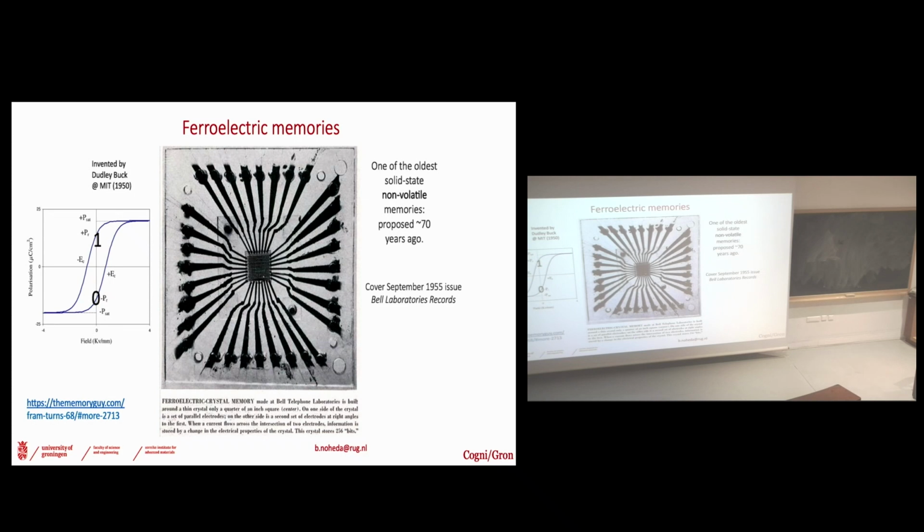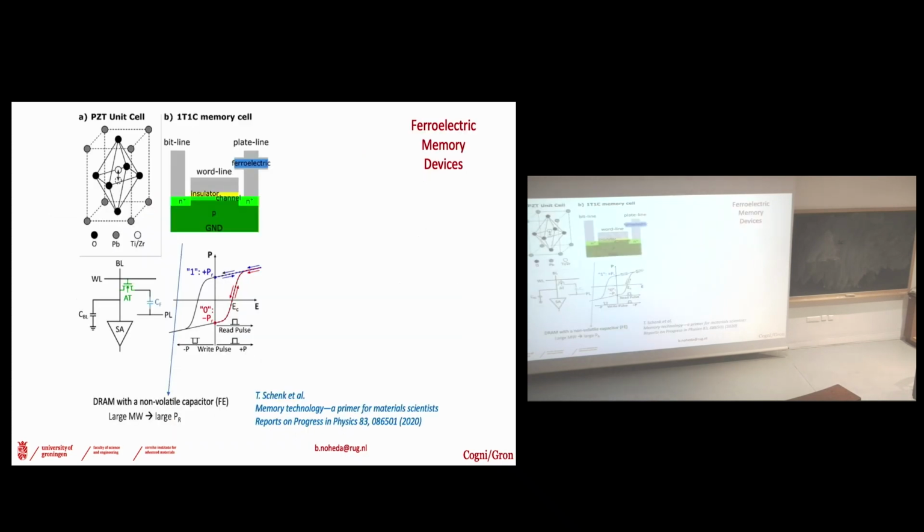And it's quite obvious that ferroelectrics can be very interesting for memories because of the remanent two states. And this was a cover of the Bell Laboratory records, where they show a barium titanate single crystal, and they electrode it with a crossbar array, and they create 256 bits of memory, already in 1955. So they were taken really seriously already a long time ago.